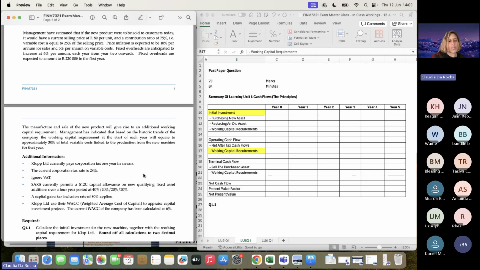Then Club Limited use their WACC to appraise capital investment projects. The current WACC of the company has been calculated at 6%. So we're very lucky that in this question we don't have to calculate WACC. It's been given to us. Another complexity is they can actually get you to calculate WACC, which again is the normal WACC formula, or they could also throw in CAPM if they want to. Really, it can be asked in any way.